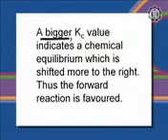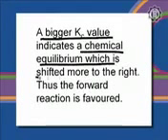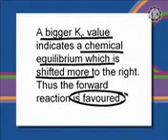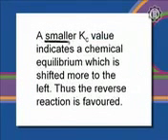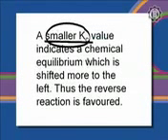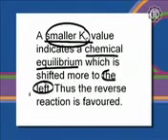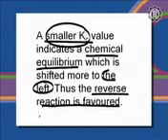A bigger Kc value indicates a chemical equilibrium which is shifted more to the right, and therefore we say that the forward reaction is favored. Contrary to that, if we've got a smaller value for Kc, that would indicate that the chemical equilibrium is shifted more to the left, thus the reverse reaction is favored.